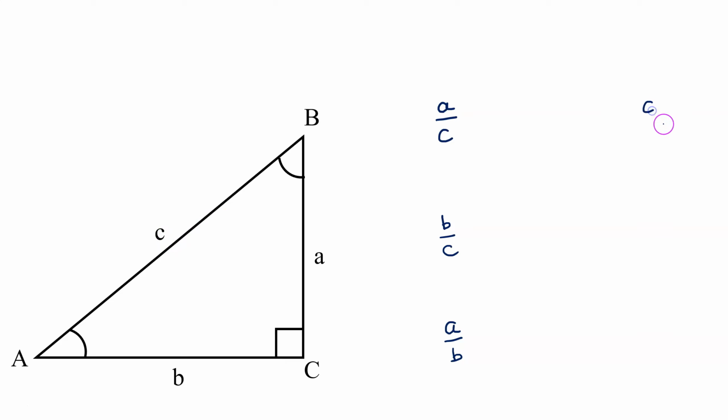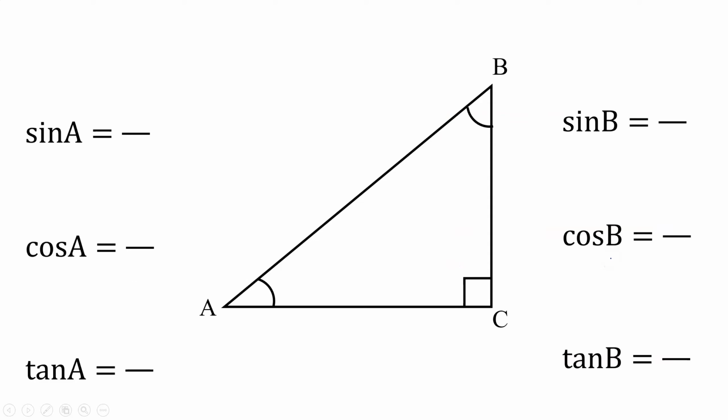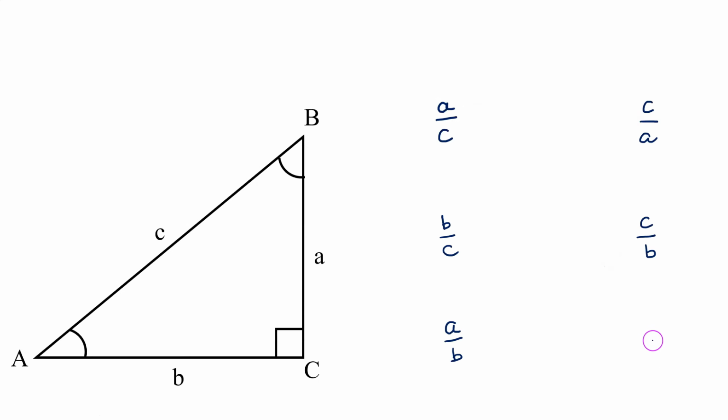We could do side C divided by side A. Or we could do side C divided by side B. And then finally, we've only divided B by one of the other two sides, C. We could have divided B by side A. So there's 6 different ways to make a ratio with these 3 different sides. And you'll see each ratio only involves 2 of the 3 sides.